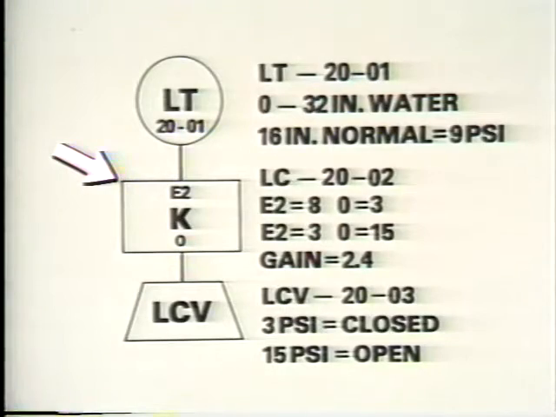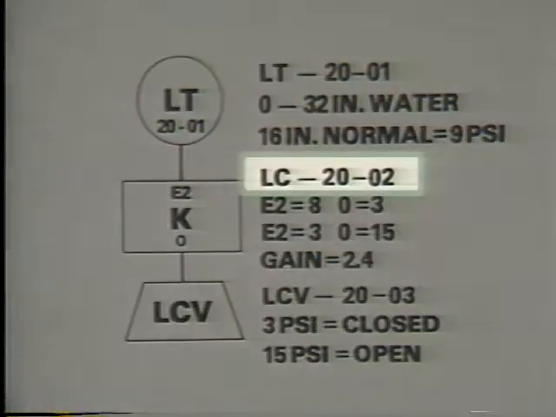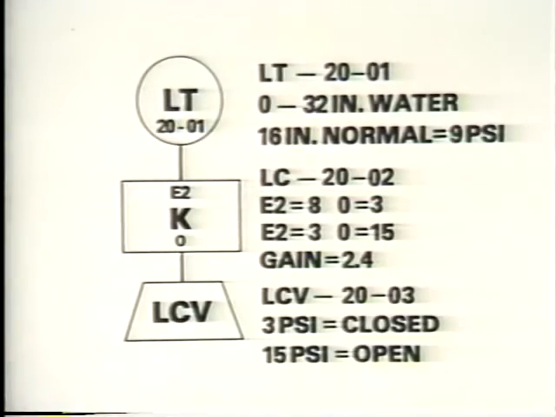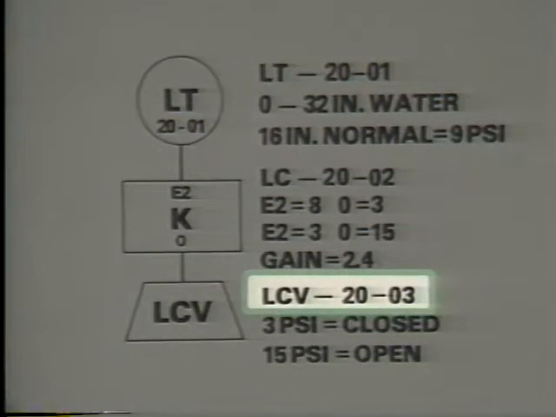A rectangle is used for instruments that process signals automatically. Again, these letters and numbers identify this instrument as our level controller. A trapezoid represents a final control instrument, identified here as the control valve in our level control system.